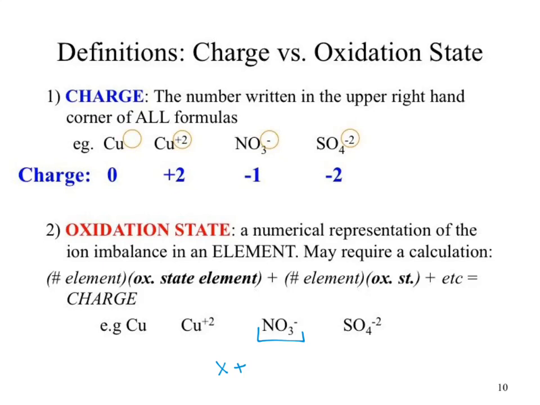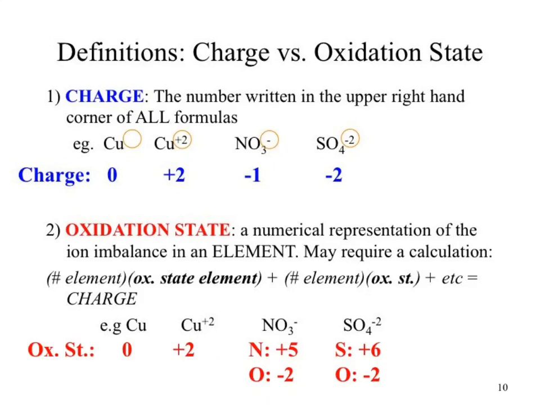Plus, what's the charge on oxygen? How many oxygens are there? What does that need to equal? Our equation equals the charge, which is -1. How do we know the charge was -1? Upper right-hand corner says it's -1. Solve for X. We get X minus 6 equals -1. X equals +5. The oxidation state for nitrogen is +5.